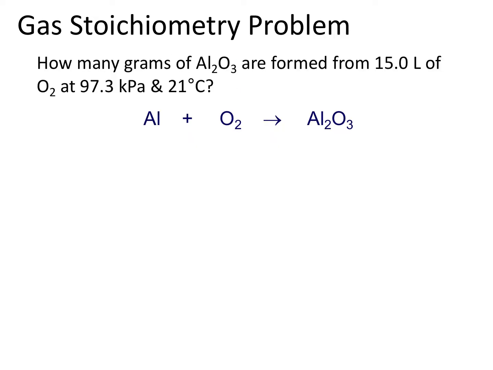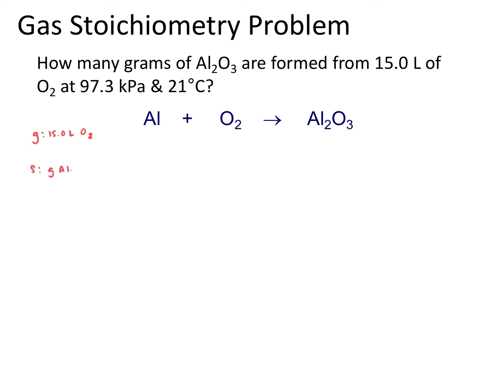Okay, so the problem that we have here asks how many grams of Al2O3 are formed from 15.0 liters of O2 at 97.3 kPa and 21 degrees C. What I first want us to do is look at this problem from the perspective of what we're given and what we're solving for. Our given here is 15.0 liters of O2. Notice our given is in liters, and what we are trying to solve for is grams of Al2O3.